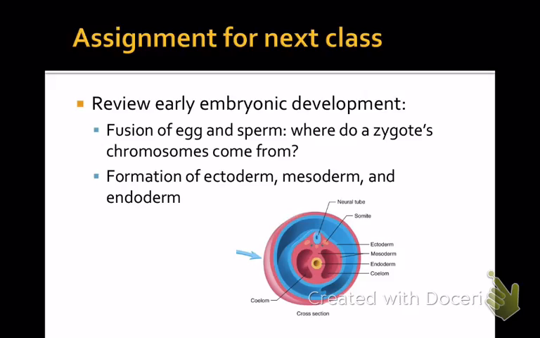All right, and don't forget you have an assignment for next week. I want you to become familiar with how you got to the point of fusion of an egg and sperm, where those chromosomes came from, and the formation of ectoderm, mesoderm, and endoderm.